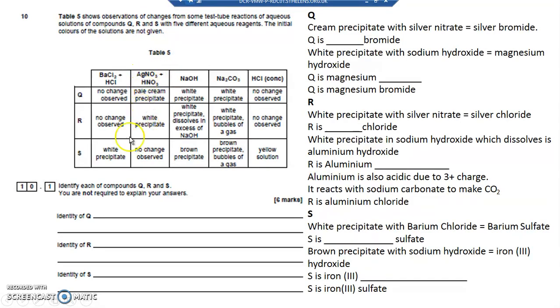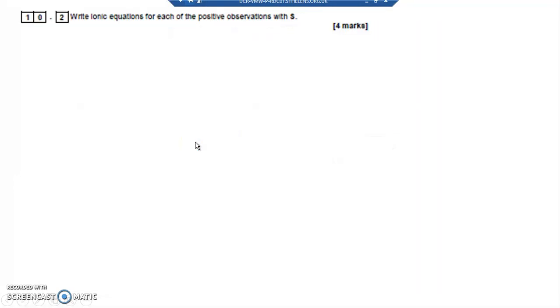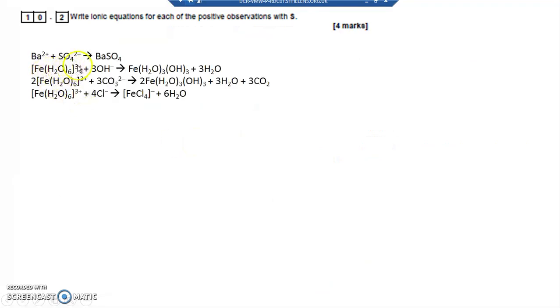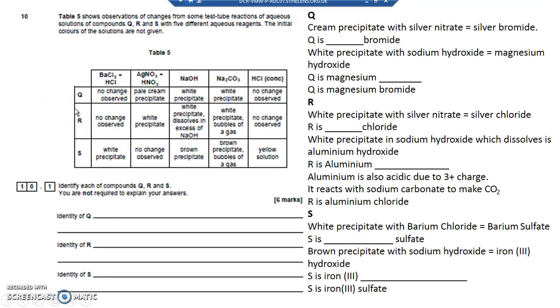Next one, no change observed here, so we're on to the brown precipitate. So we're on about Fe3+ and 3OH- ions, or Fe(H2O)6 3+ because it forms a complex ion. The 3 OH- ions replace 3 ligands. I know that there's 3 in there, and I know that it's got no charge because that's a solid. It says it's a precipitate, and it'll make 3 waters released from the complex ion, releasing 3 of the H2Os.